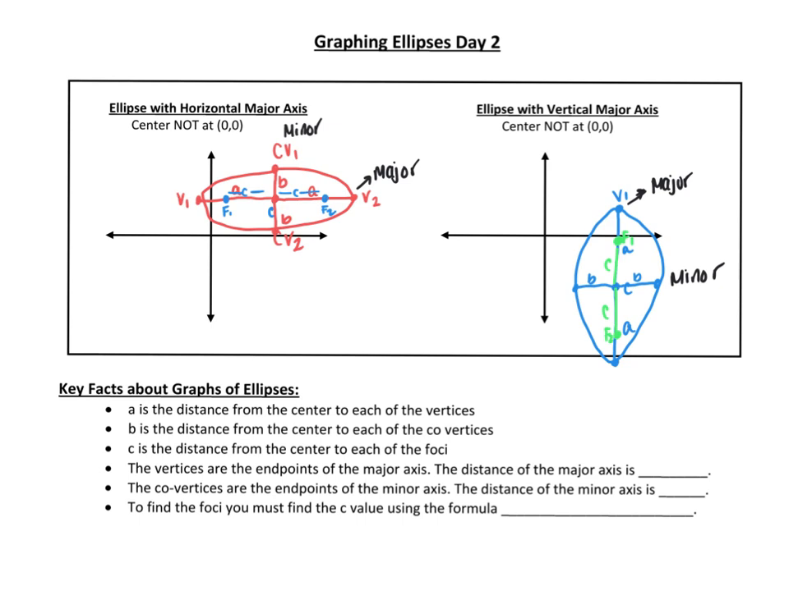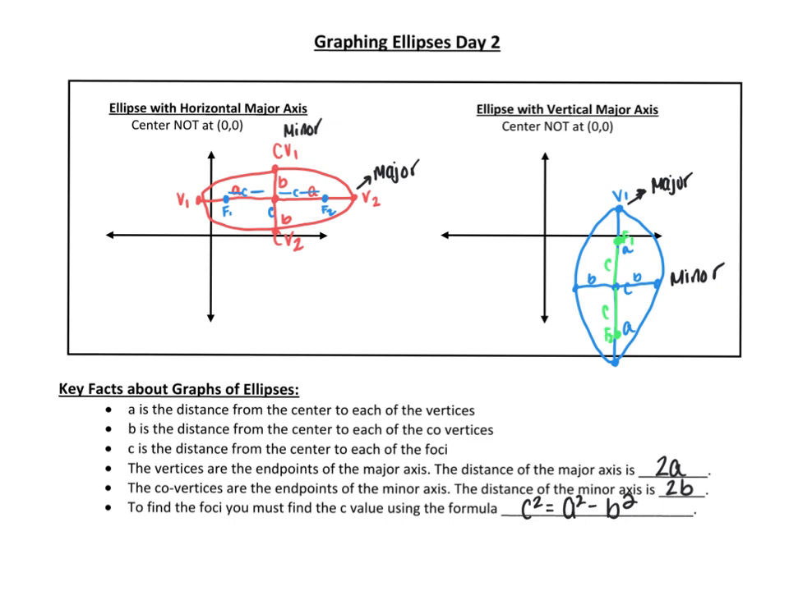So again, key features we talked about. A is the distance from the center to each of the vertices. B is the distance from the center to each of the co-vertices, and C is the distance from the center to each of the foci. The vertices are the endpoints of the major axis. Again, the major axis, that distance is 2 times A. The co-vertices are the endpoints of the minor axis, and again, that distance is 2 times B. And to find the foci, you need to use the formula c squared equals a squared minus b squared.